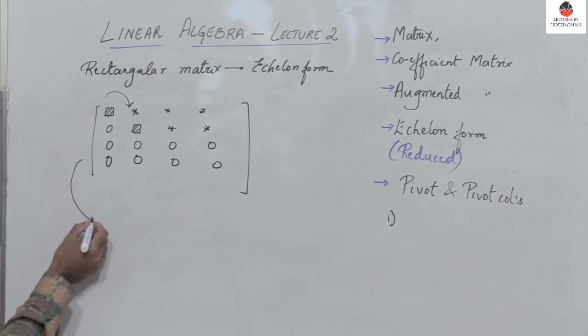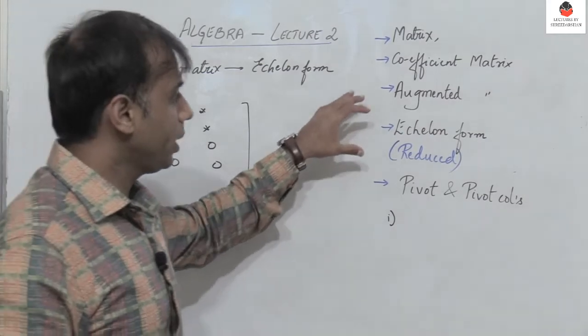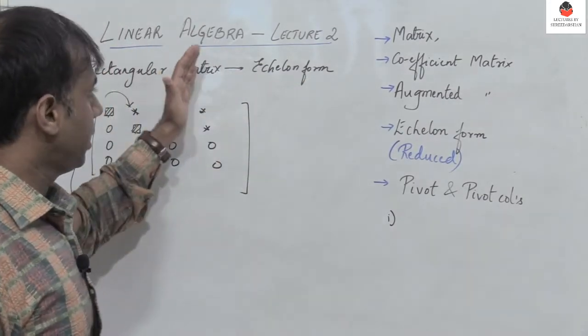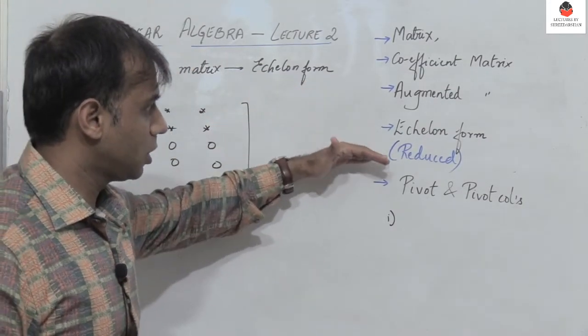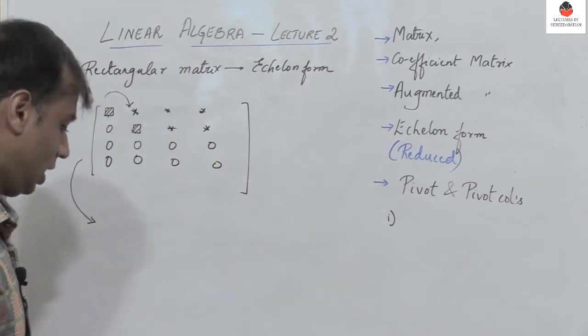To be very specific, if I need to convert the echelon form to a reduced echelon form, we'll take examples and we shall see how we can convert a rectangular matrix to an echelon form and then from the echelon form to reduced echelon form. But here I am just explaining it in general.